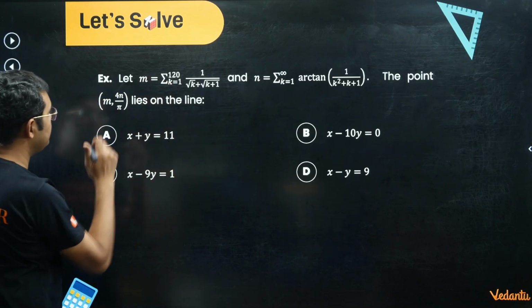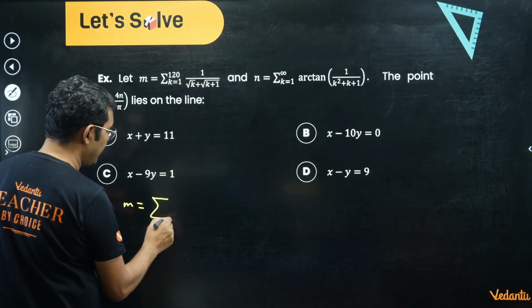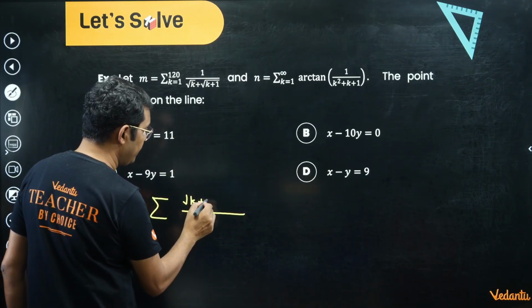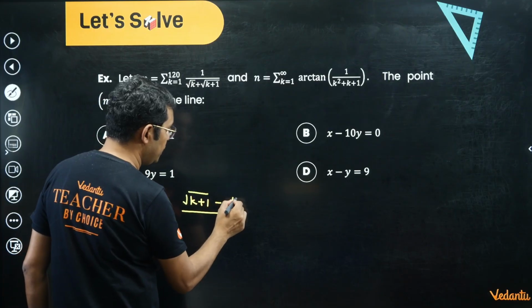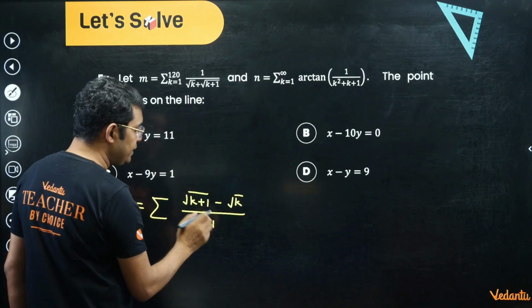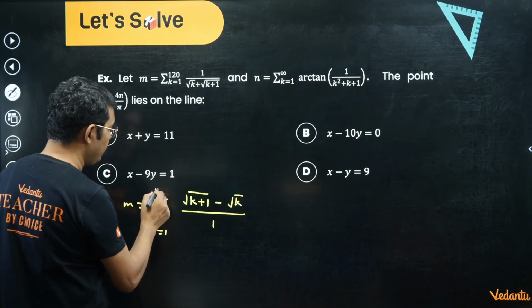Okay, to find this m, I think the simplest method would be to do the rationalization. To do the rationalization, it will be under root of k plus 1 minus under root of k here, and when this is multiplied in the denominator it will just give you 1. Now k is starting with 1 going till 120.